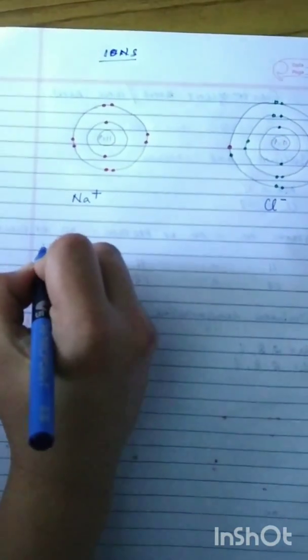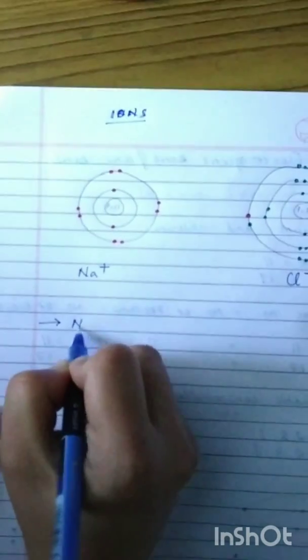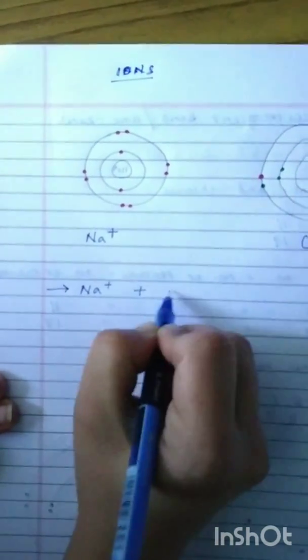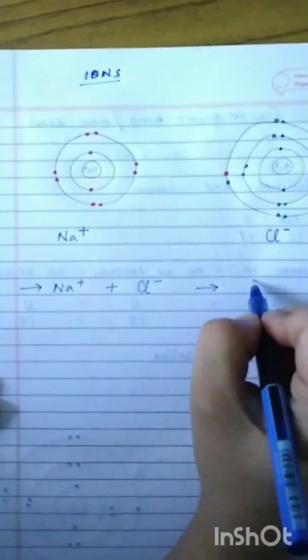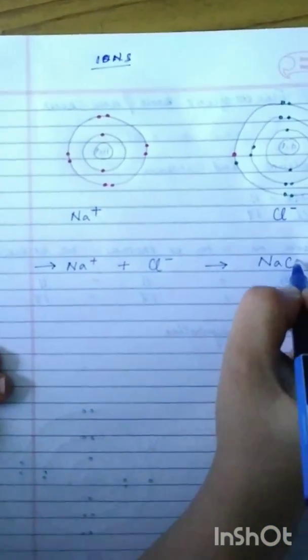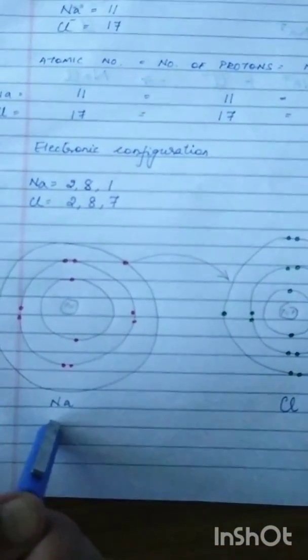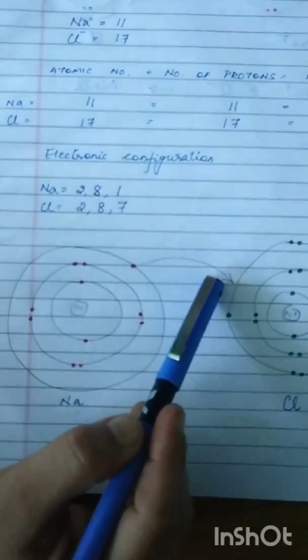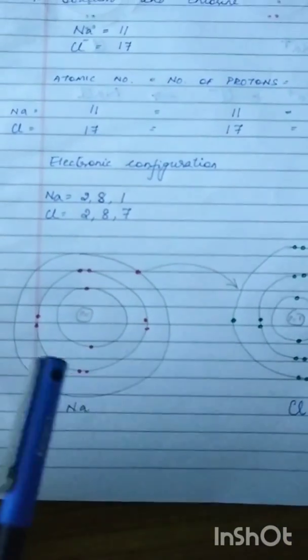So now this compound, which is formed by these two ions, Na plus and Cl minus. These two ions will combine to form a compound known as NaCl. So directly metals and nonmetals do not react. First they will form a stable configuration. Metals will always give away electrons and nonmetals will always receive electrons.